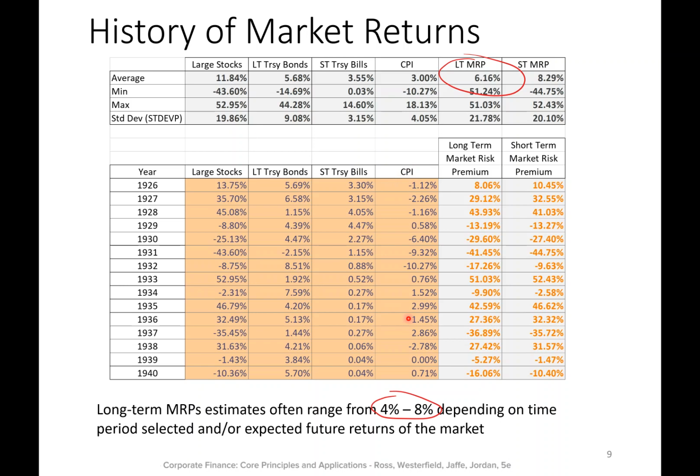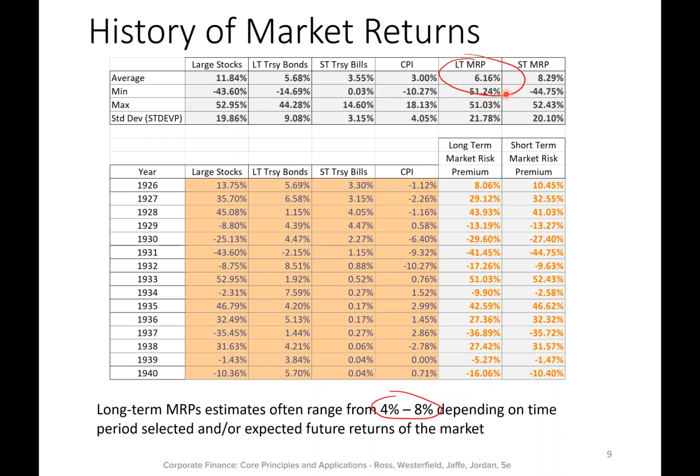And what you see here is on average, large cap stocks, say the S&P 500, have averaged about 11 or 8% return, and long-term bonds about 5.5% return. And this is over that entire period. So over this 80 or so year period, 90-year period, the stock market, say the S&P 500, has averaged about a 6.16% return over bonds. So that's one place to start to look.